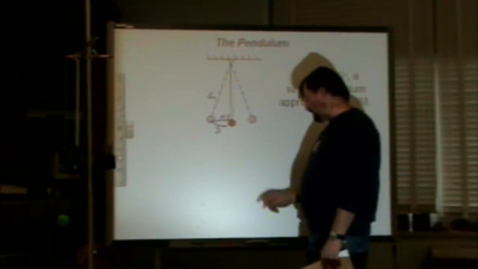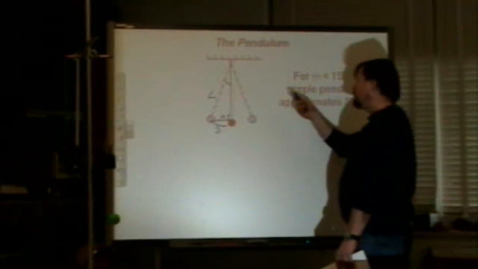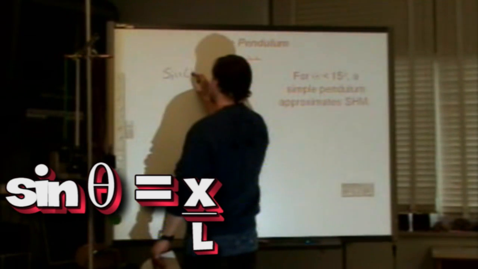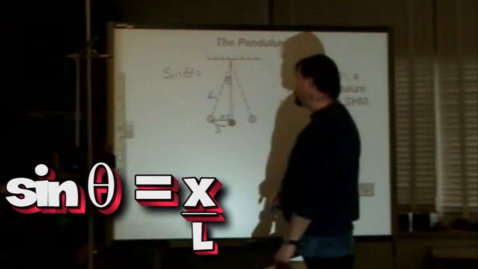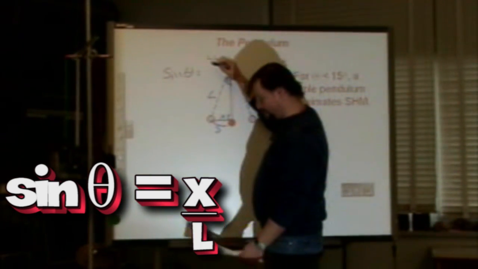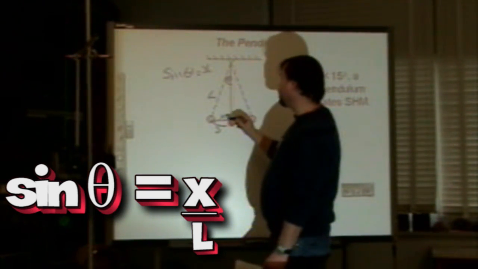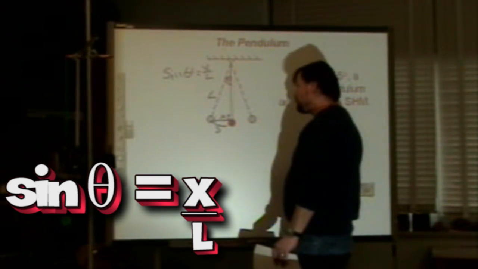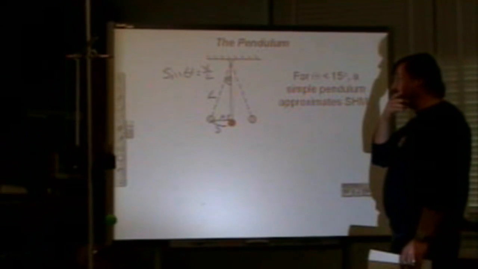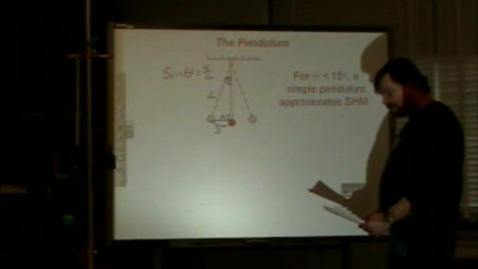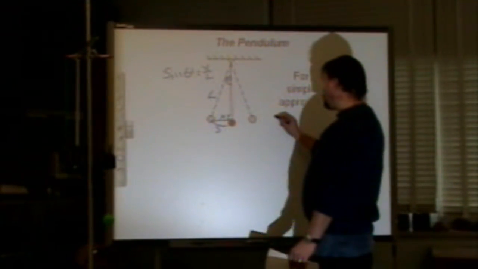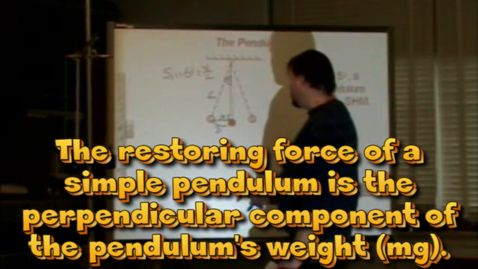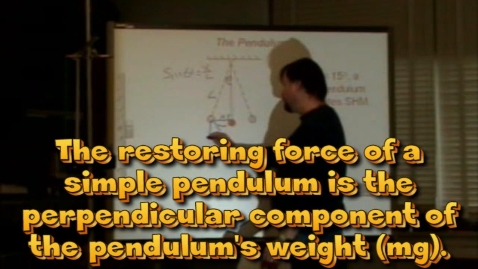So we see here that if we have an angle theta, which is less than 15 degrees, then sine theta is equal to x over L, our displacement from equilibrium divided by the length of the string that the pendulum's on. And now we can substitute this into determining the time period of a pendulum. We already knew that our restoring force, or when I pull this up, the force that restores it to equilibrium at this point is a component of mg.